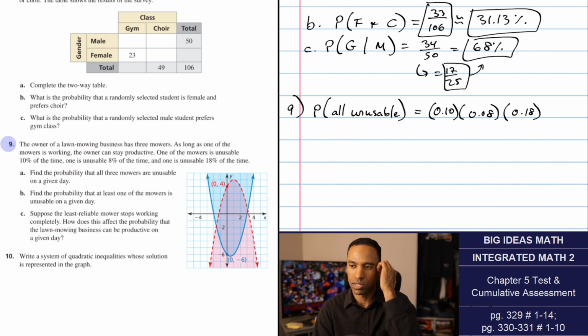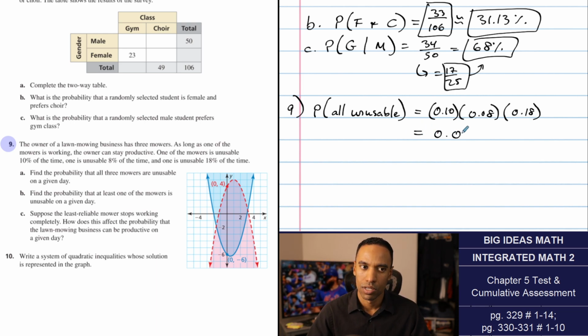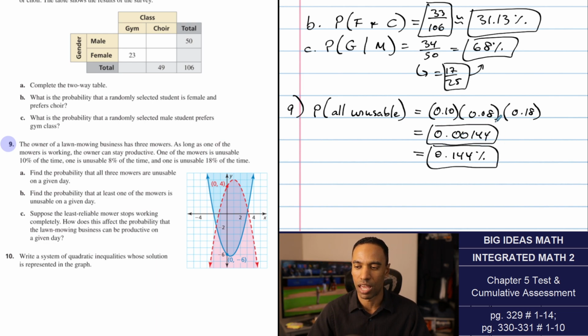I'm getting 0.00144, which is 0.144%. Not only less than 1%, very, very, very small. Near 0% chance, which is good.